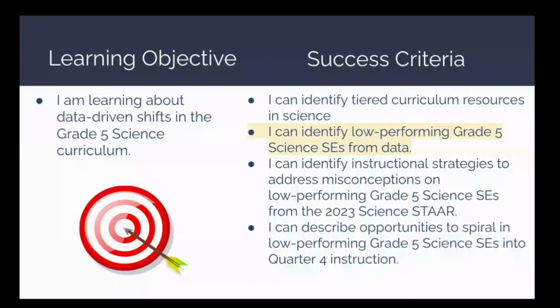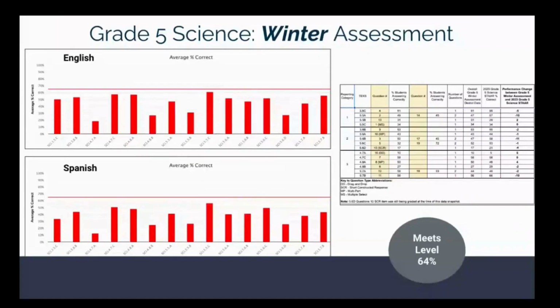As we move through our presentation, we will go into success criteria number 2, which is you're going to be able to identify low-performing Grade 5 SCs from the data provided. The first set of data points that we're going to look at is going to be our winter assessment. We have provided you with a deep analysis of the data compared to our 2023 STAR data. A comparison can be found in your participant guide. When we look at the data on the screen, we see that there is a standard analysis. We have the English data and we have the Spanish data as well.